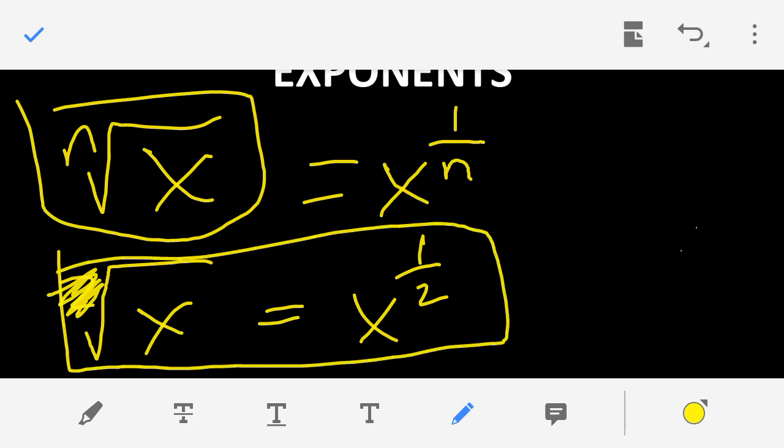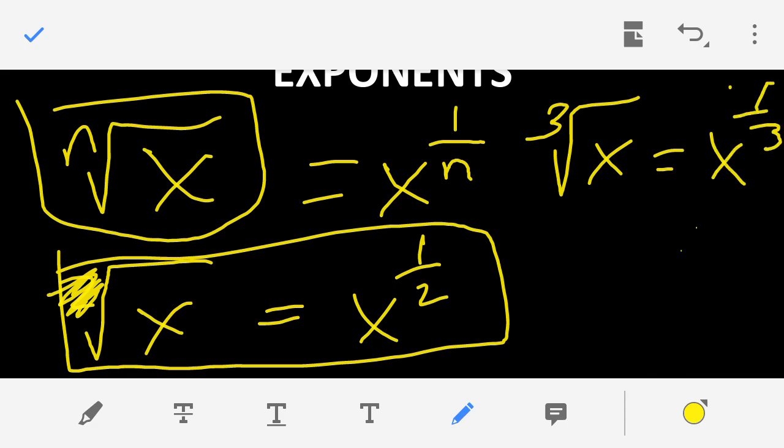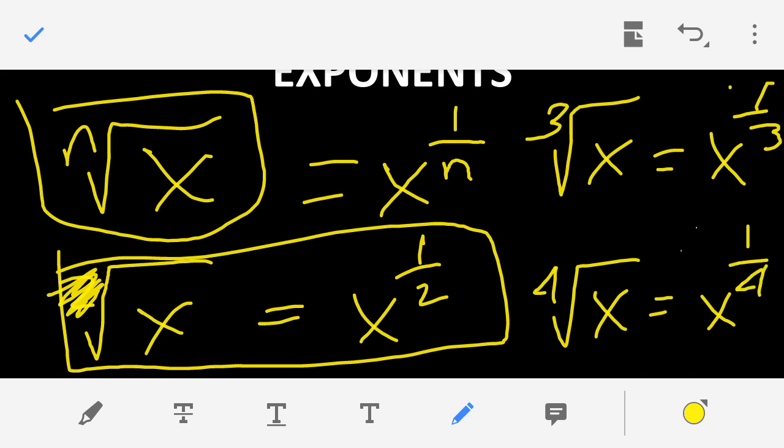So, if we have the cube root of x, then it is equivalent to x raised to 1/3. Okay? That's the idea here. If you have a fourth root of x, then it will be x raised to 1/4. You can write it like that. And from this idea, we will get its square root.